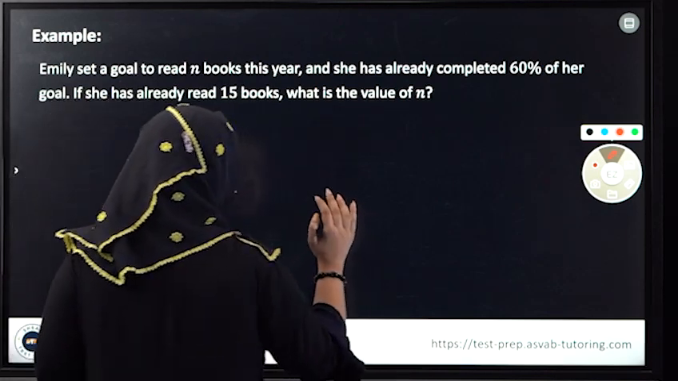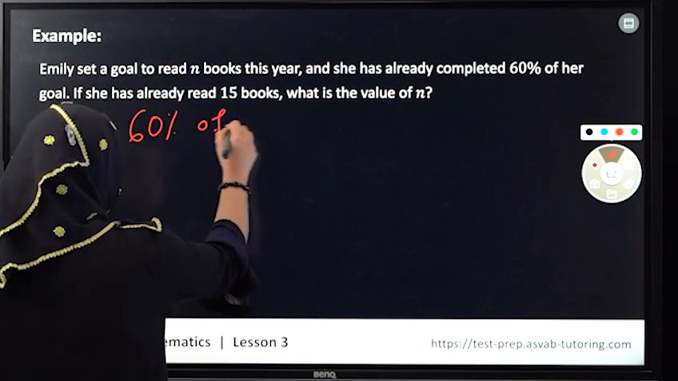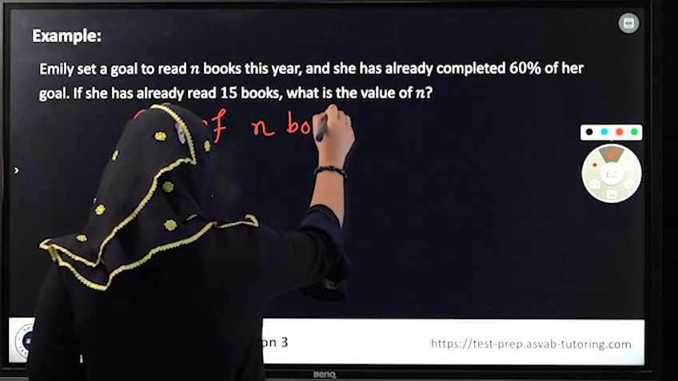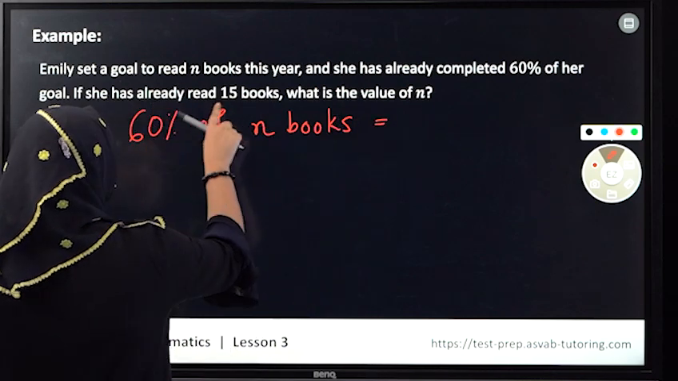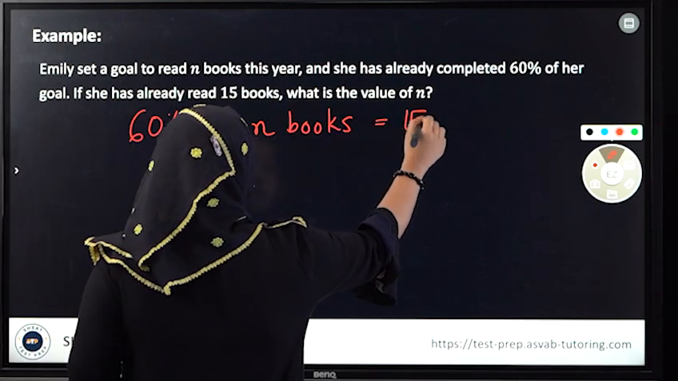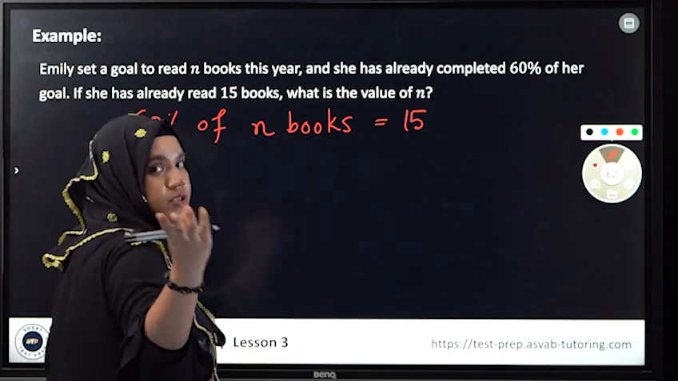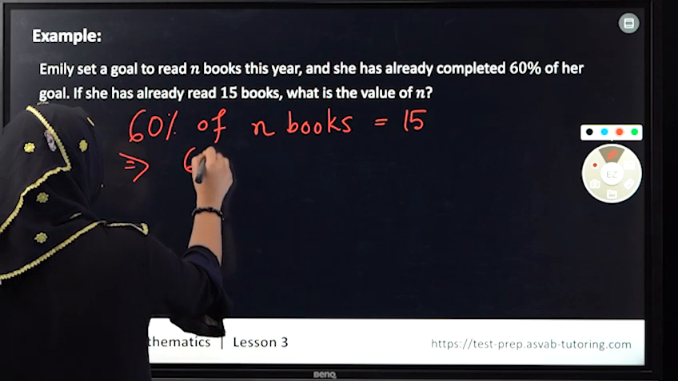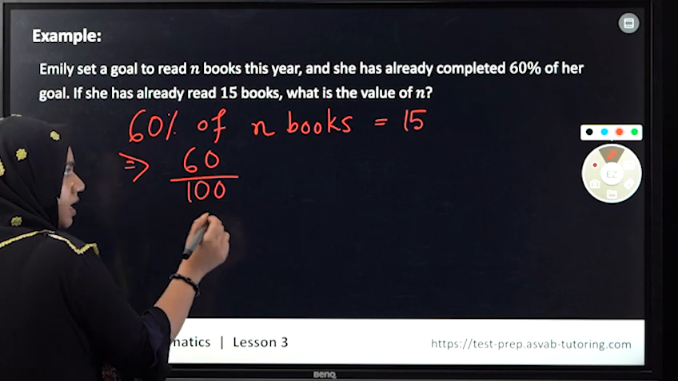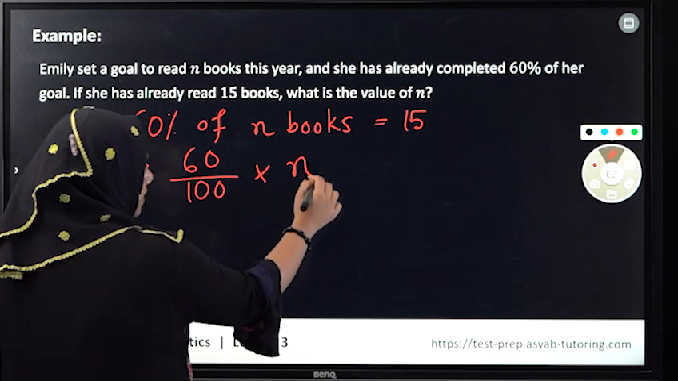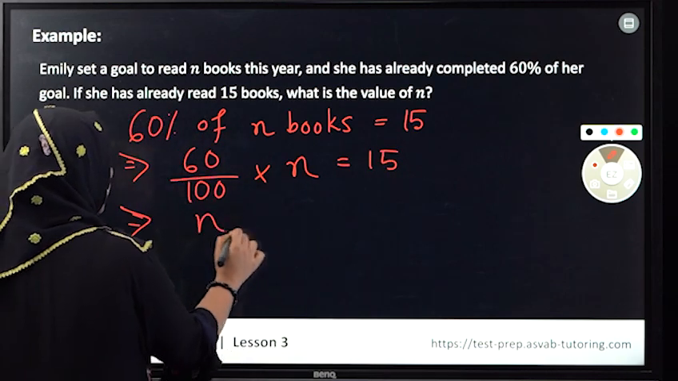Okay, so she has read what? She has read 60% of how many books? Of N books. We don't know what the value is. And after completing this, she has already read 15 books. So we can write that 60% of the N books is the 15 books which she has already read. Now, if we convert this to basic numbers, 60% as a fraction is 60 over 100. Of means multiply. And then we have N equals 15. Now we can just solve it using basic algebra.